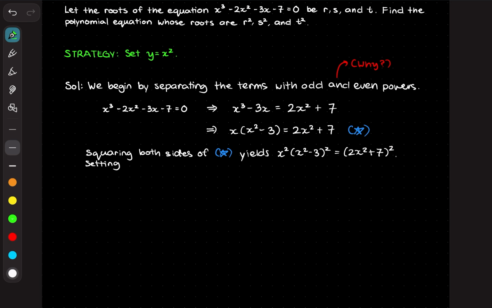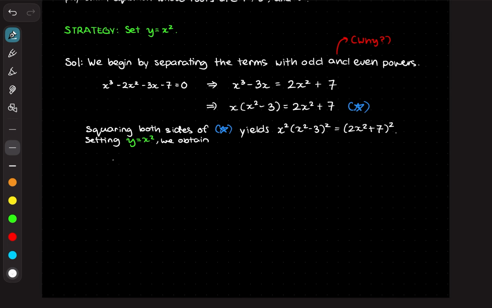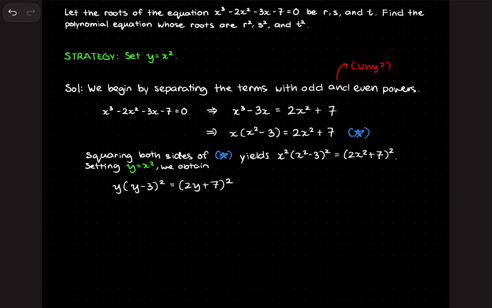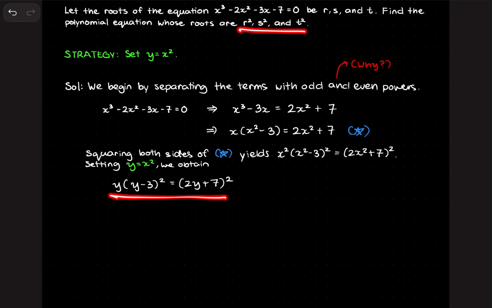So setting y equal to x squared, we obtain the following equation. We'll have here y times y minus 3 squared equal to 2y plus 7. Take note here that the roots of this are still r, s, and t, because in an equation, when you square both sides or whatsoever, the roots would remain the same, the multiplicity would just increase. So we are still sure that its roots will be r squared, s squared, and t squared.